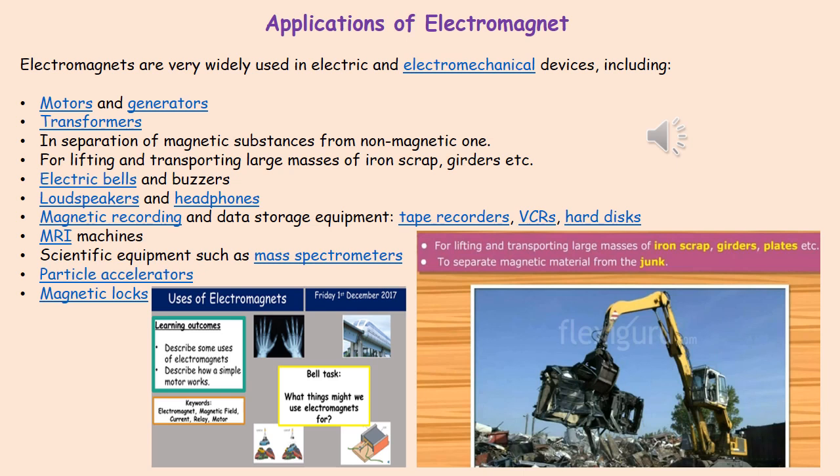One of the main uses of an electromagnet, and the most common use also, is in separation of magnetic substances from non-magnetic ones. For lifting and transporting large masses of iron scrap, girders, etc., electromagnets are used. It is shown in the figure also.